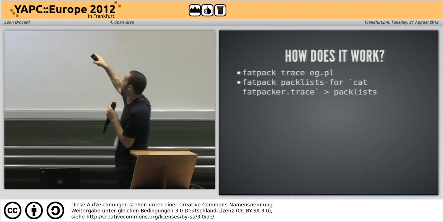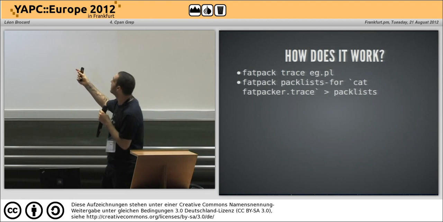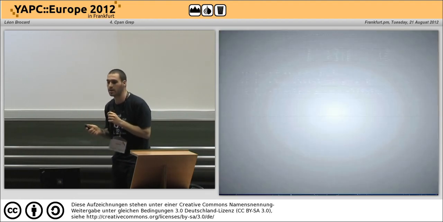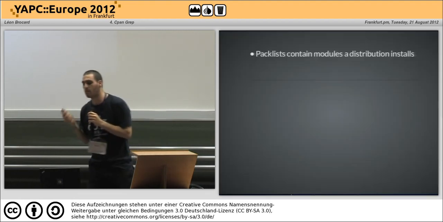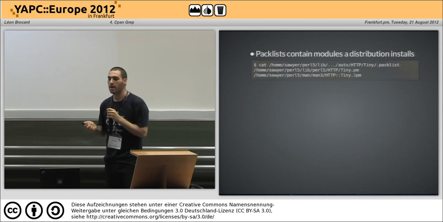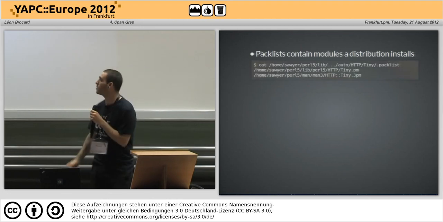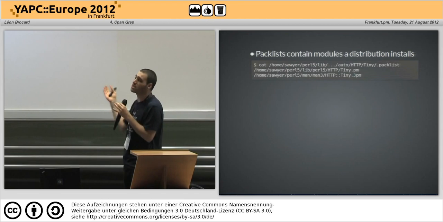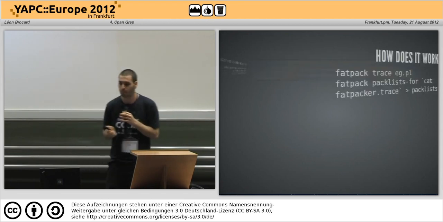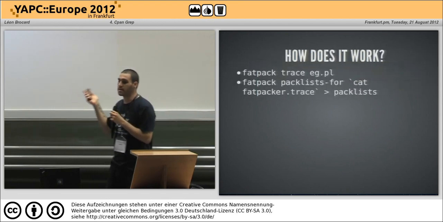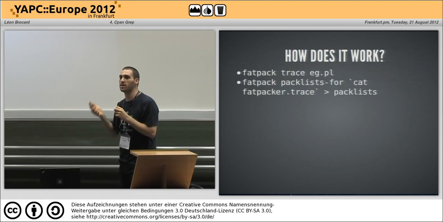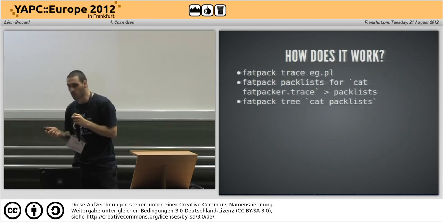The next step is to get packlists-for. And packlists-for does a cat on the trace and pushes everything to a file. It looks kind of like this. Packlists contain the modules that a distribution installs. If I do a cat for a packlist for HTTP::Tiny, I can see that it installs just HTTP::Tiny and a manual for it. So this is what it gets. It gets HTTP::Tiny. Now it knows it needs that distribution.